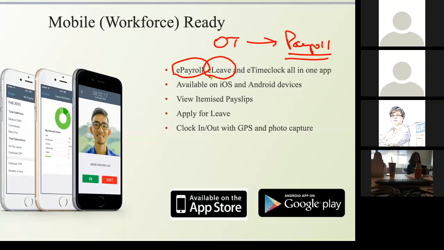But if you're on fingerprint, you have to collect data, check the OT based on policies, 44 hours, 8 hours, then check who is on leave, who is off, which is rest day, and then calculate the amount, then manually enter it into payroll, and then go and pay. So we have all these advantages of these integrated features.